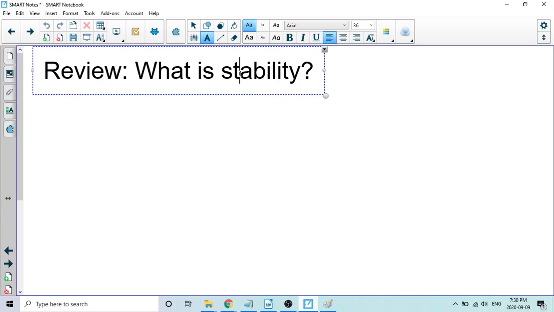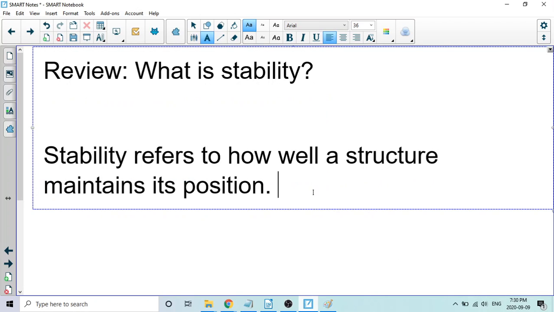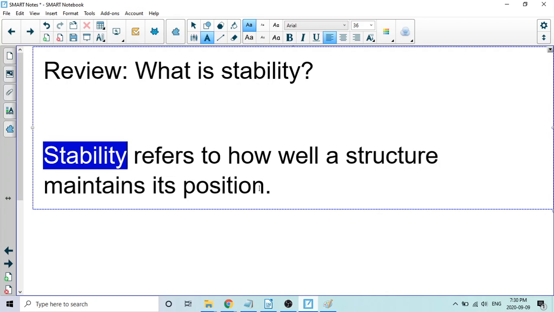So, as a review, what is stability? If you think back to our first lesson, you'll remember that stability refers to how well a structure maintains its position. If I can shove it and it stays still, it's stable. If I shove it and it bends or falls over or anything like this, it's not very stable.